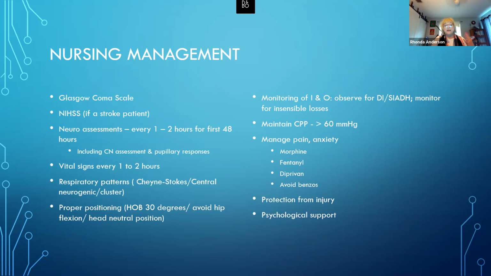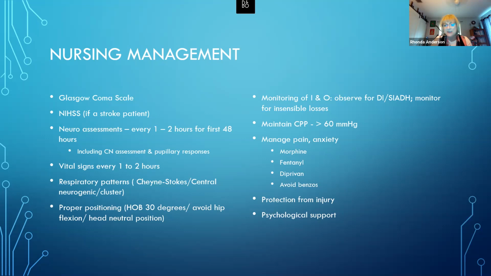Proper positioning, we want head of bed no less than 30 degrees of elevation. We want to avoid hip flexion, so we don't want them, say, in a high Fowler's position. 30 to 45 at the most is what we want on them. And we want their head in a neutral position, especially if they've been intubated. We don't want any tape obstructing the jugular vein, and we don't want them kinking their head to one side so that the veins can't drain the head. We avoid the hip flexion because we don't want to increase intra-abdominal pressure, as that can raise ICP.